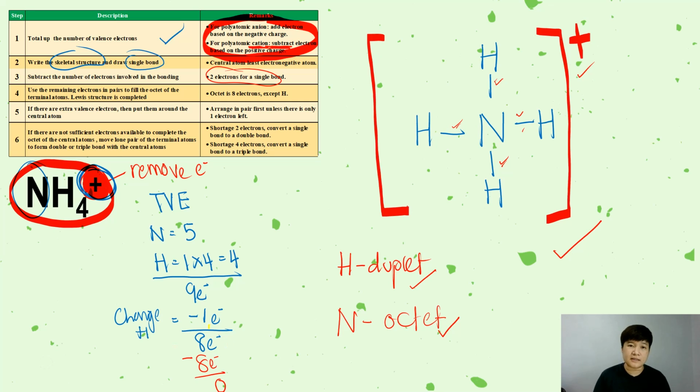The important thing that makes it different from others is the total valence electron. When it's a positive charge, you need to minus the number of positive charge because you remove that amount of electron to become that positive charge. Make sense? What happens if it's a negative charge?